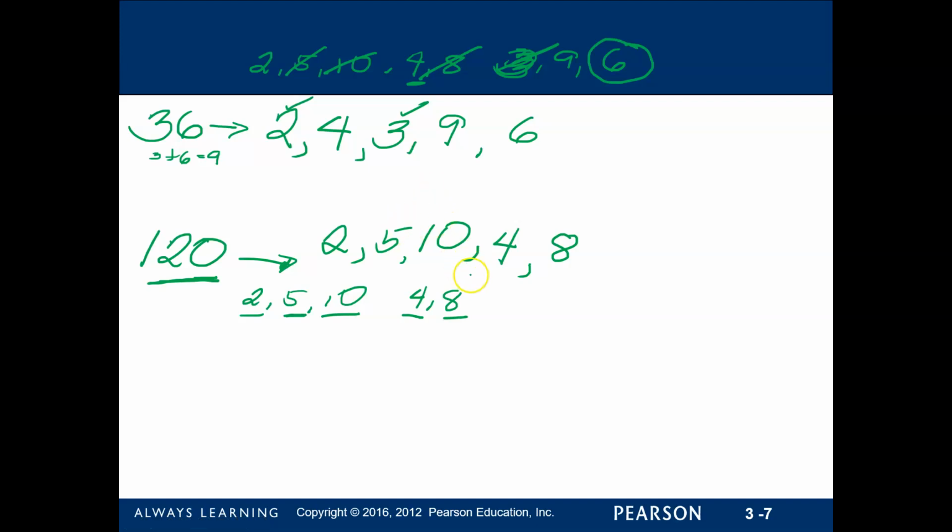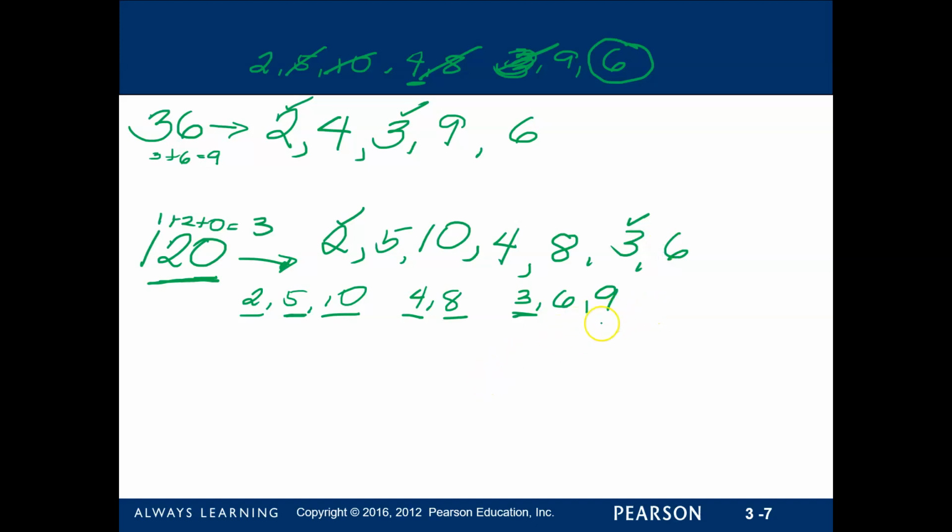All right? Next, let's check on the sum of the digits. We add the digits 1 plus 2 plus 0. That is equal to 3. Is it divisible by 3? Yes. Is it divisible by 6? Well, we have 2, we have 3, so automatically 6 is also there.